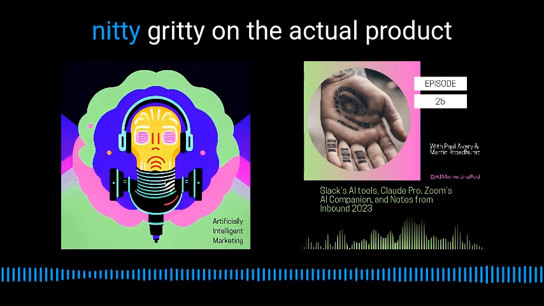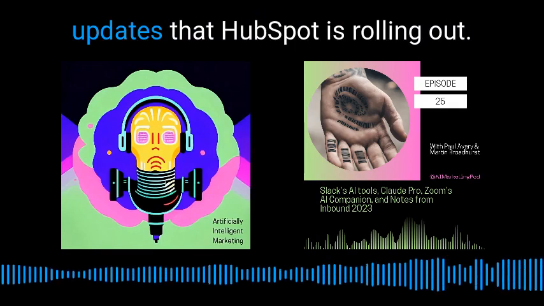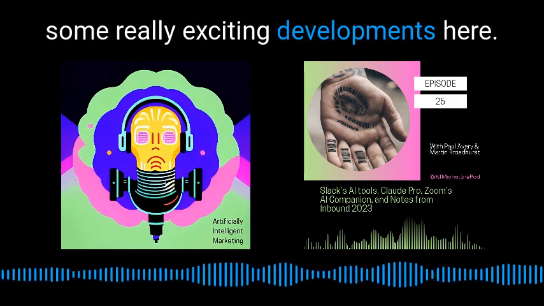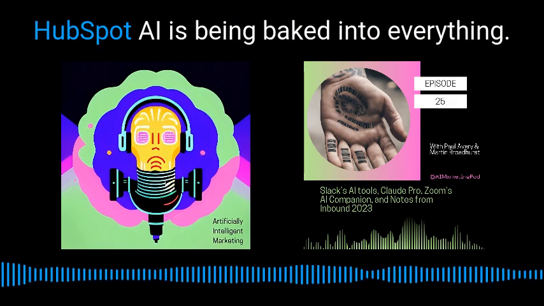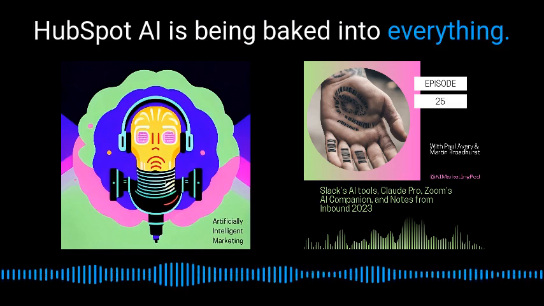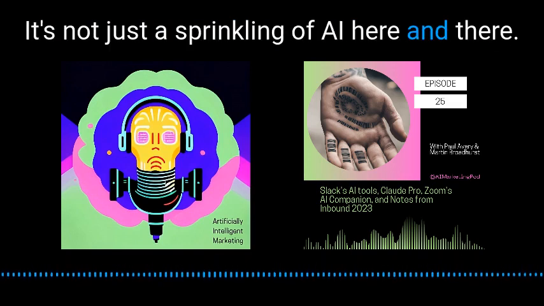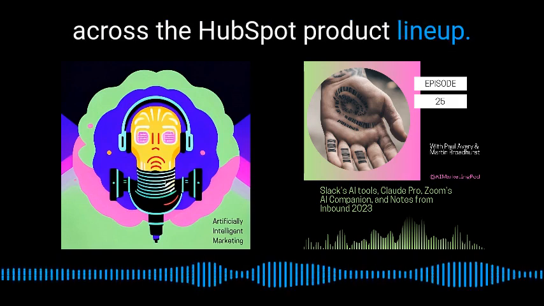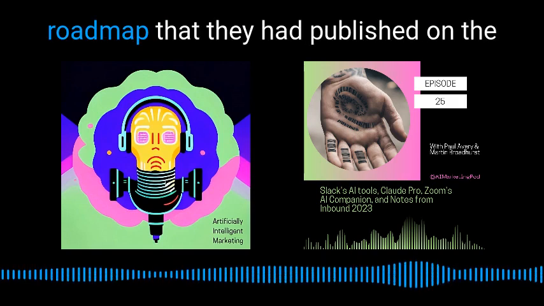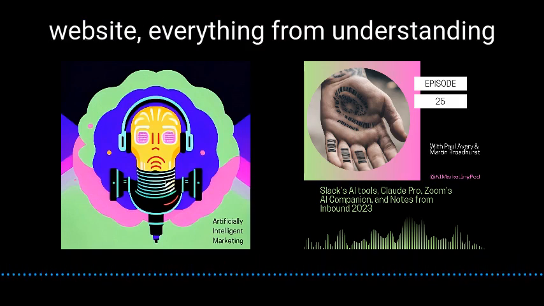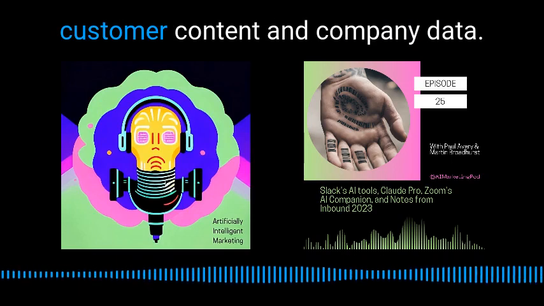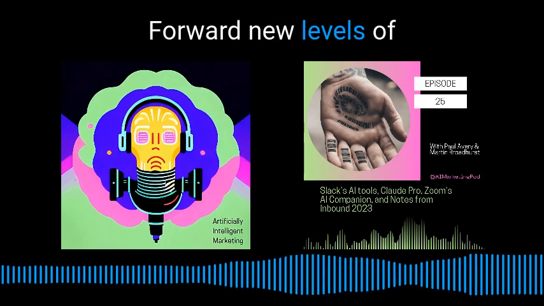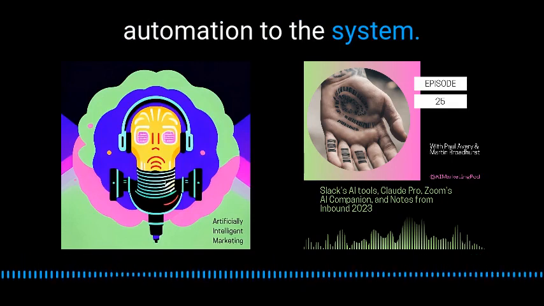Now let's get into some of the nitty gritty on the actual product updates that HubSpot is rolling out. If you are a HubSpot customer, there are some really exciting developments here. And the first thing I want to say is that HubSpot AI is being baked into everything. It's not just a sprinkling of AI here and there. This is a full-on integration of AI across the HubSpot product lineup. And I think we saw that from the roadmap that they had published on the website. Everything from understanding customer content and company data, it's promising to bring forward new levels of automation to the system.